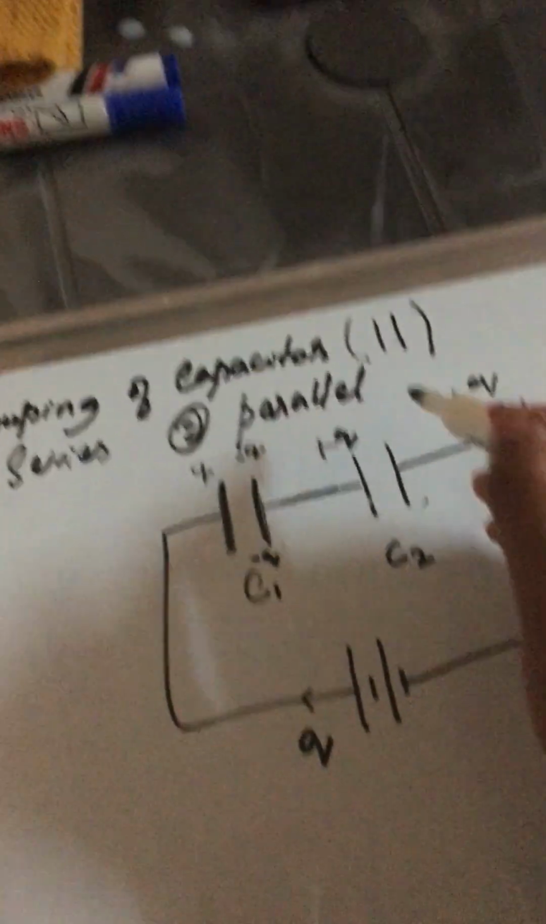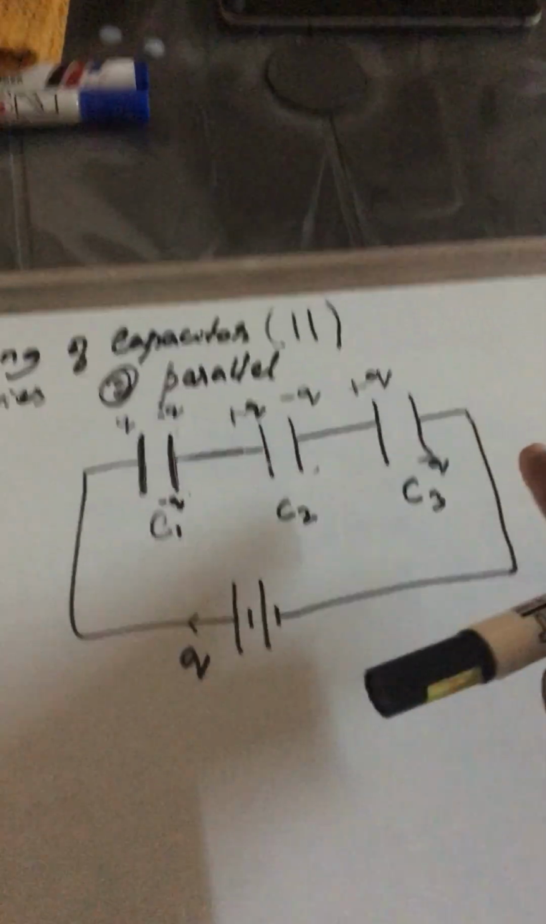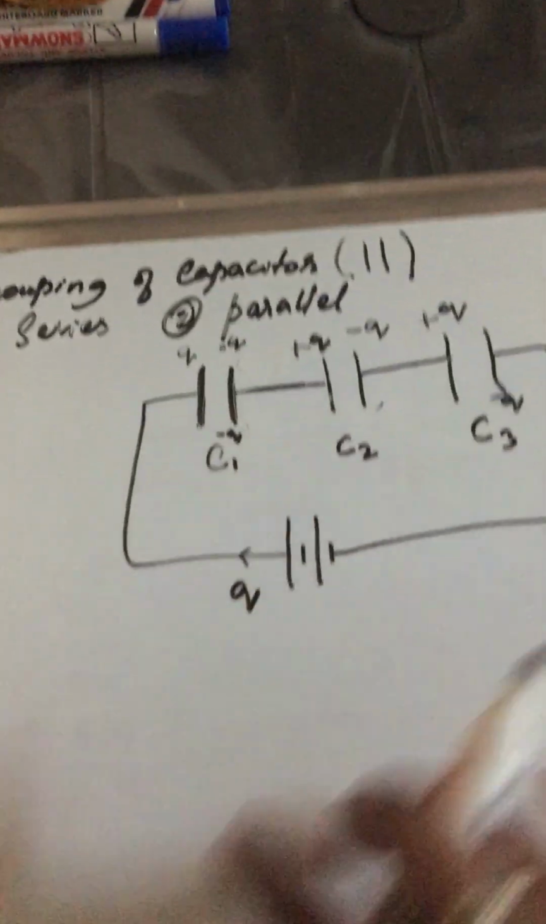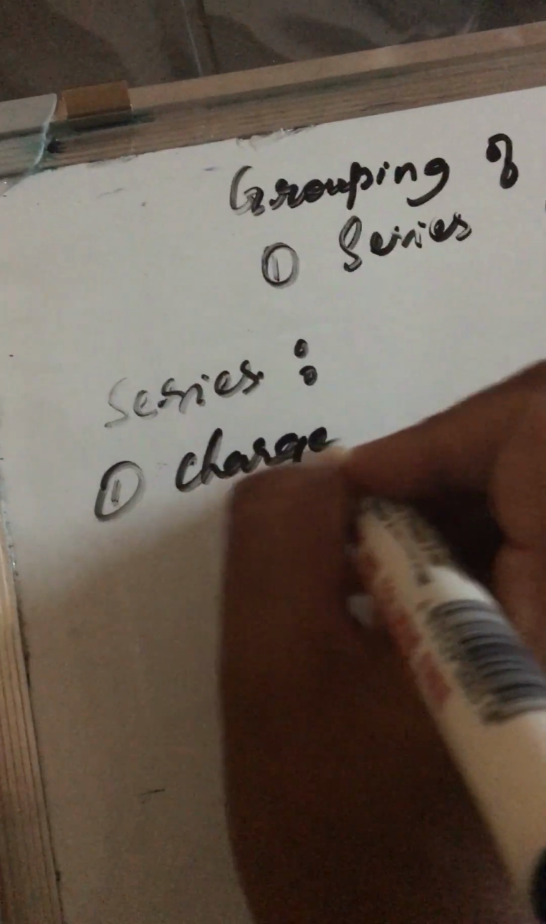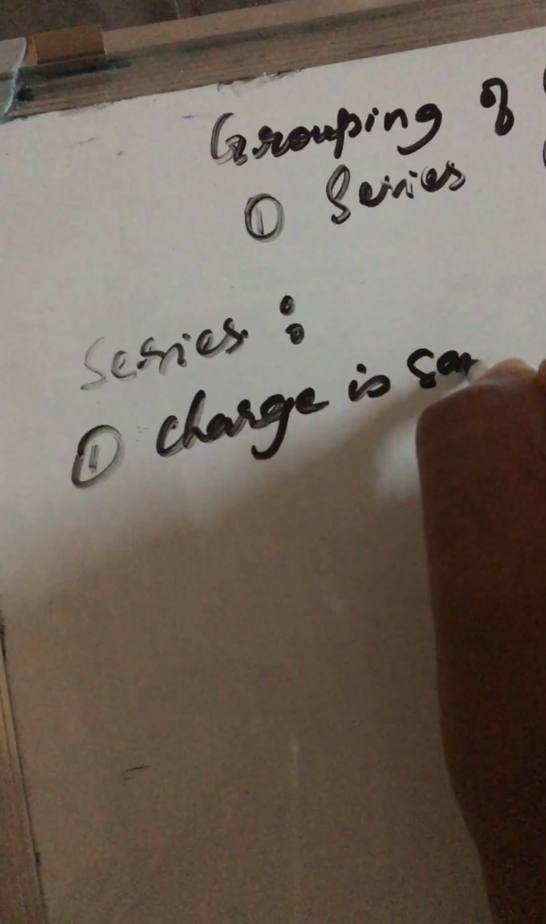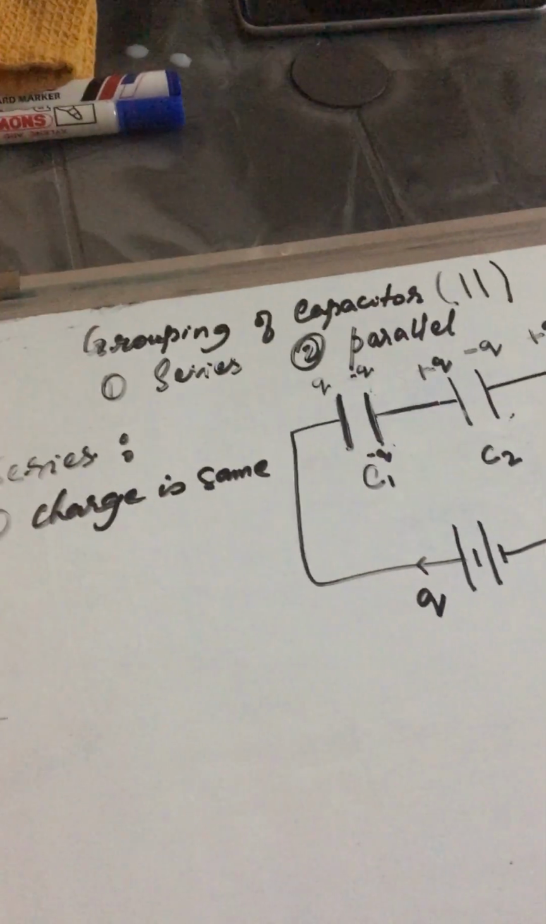So why I'm telling you this: when capacitors are connected serially, number one, charge is the same. Charge is the same for all the capacitors. Very important point to note. All right.